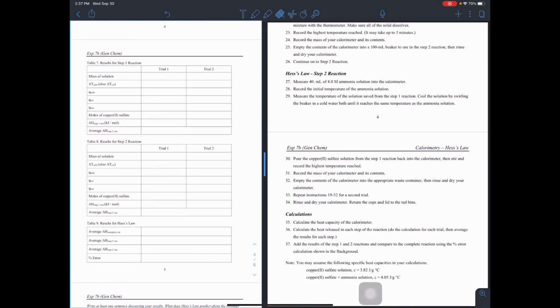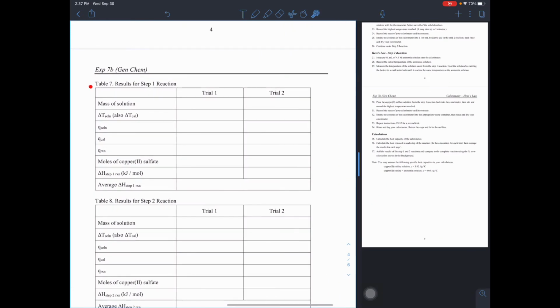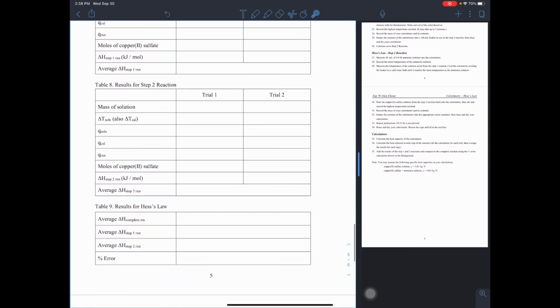I explained how to do the calculations for the complete reaction. The calculations for step 1 reaction and step 2 reaction are going to be very similar. Again, finding the mass of the solution, the change in temperature, Q for the solution. Using that change in temperature combined with the average C to find Q cal, and from those two finding Q reaction. Moles of copper sulfate, converting this into a delta H, doing it for the 2 trials, averaging together. And then again for step 2.